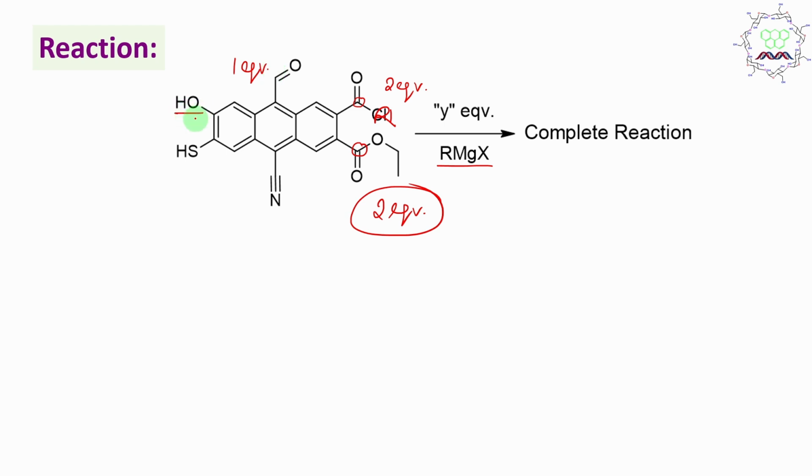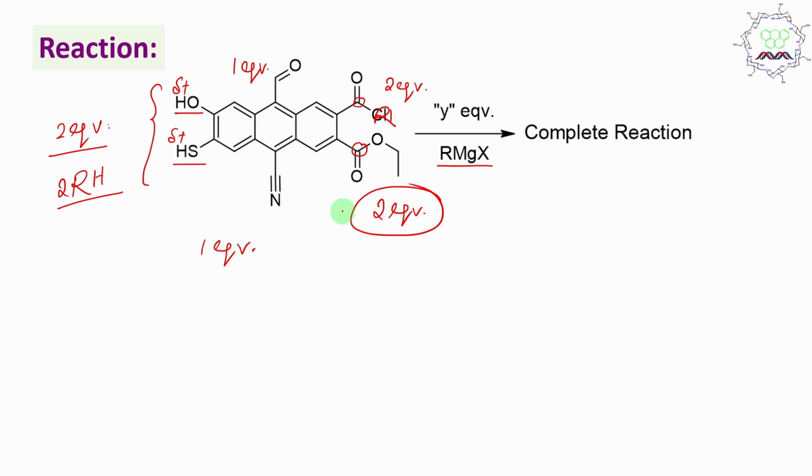If you look here, OH and SH, these two have polar protons, so these two will also react with one equivalent of Grignard reagent each. Two equivalents of Grignard reagent will be consumed and two equivalents of RH will be produced. Now what about this nitrile? There are two pi bonds, but here one equivalent of Grignard reagent will be consumed.